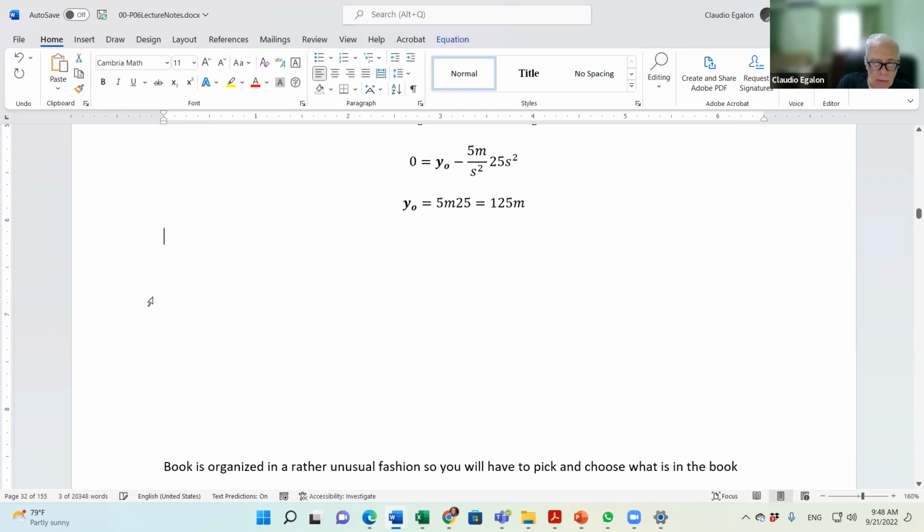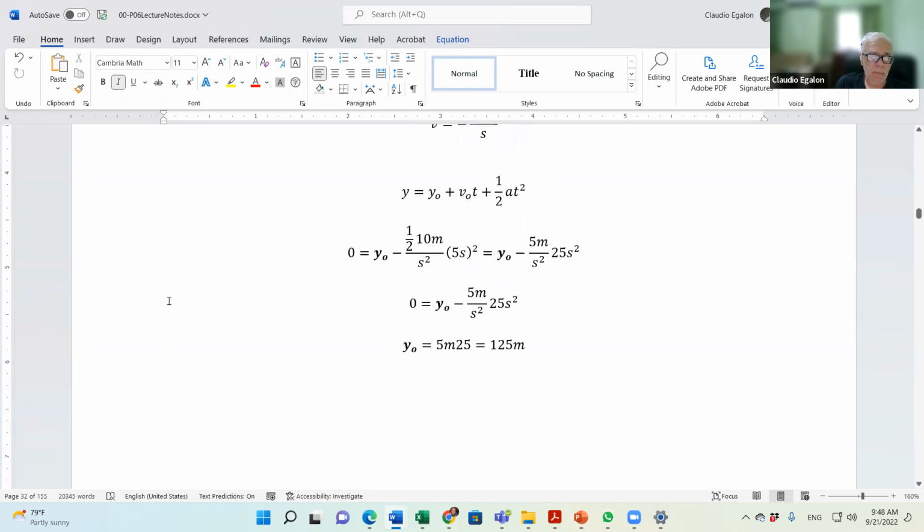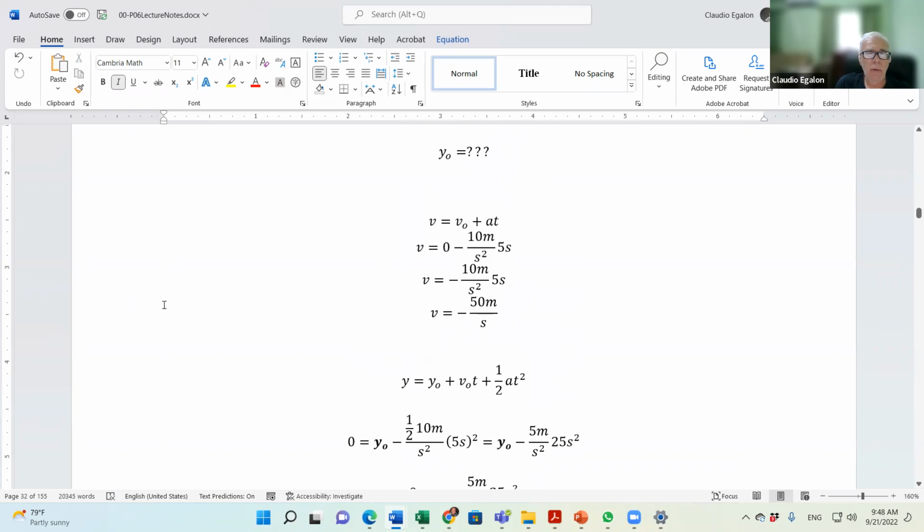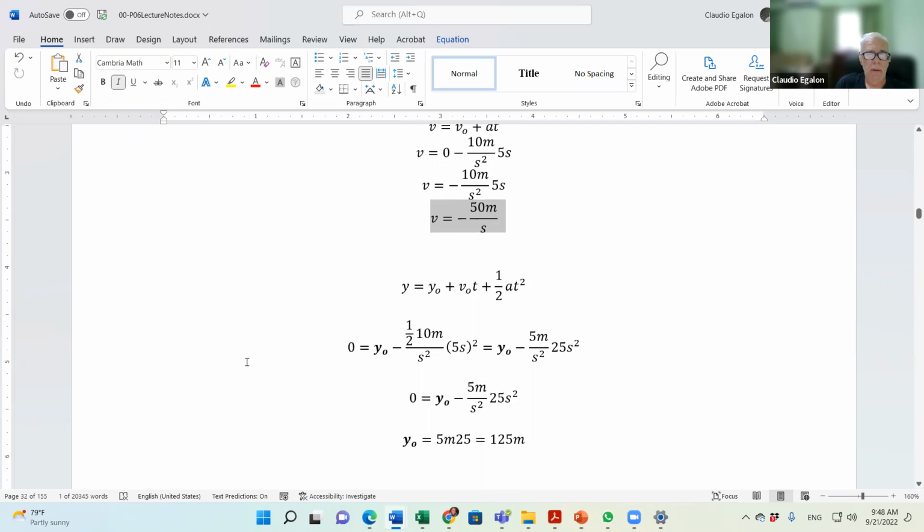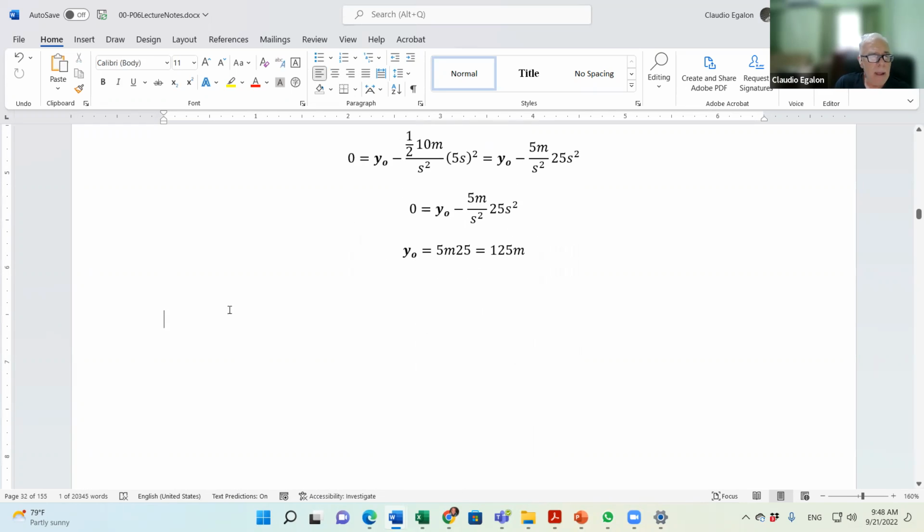Sometimes that's what it takes for you to solve a problem. Okay, you have to try one equation here and another one. I found out the final velocity, but I didn't have to because I didn't ask for that. So this problem is just a matter of collecting the equations and figuring out which one is the most useful. Okay. So that's what we have for free fall.